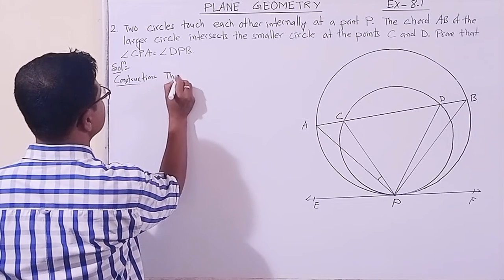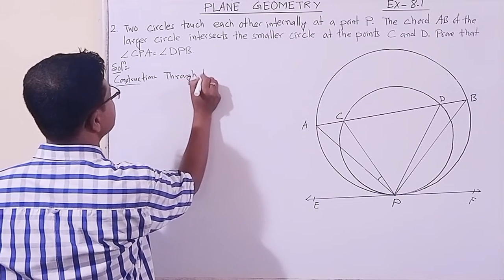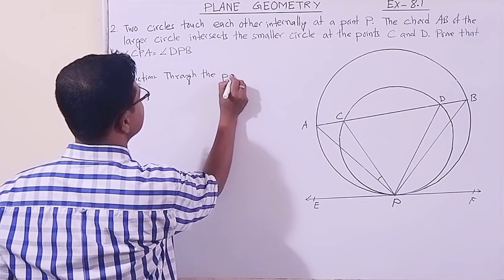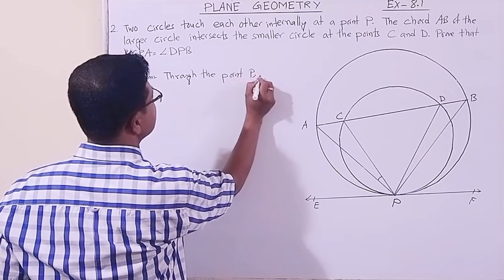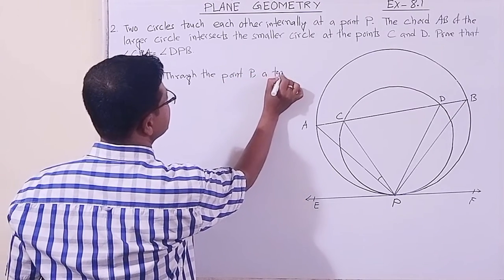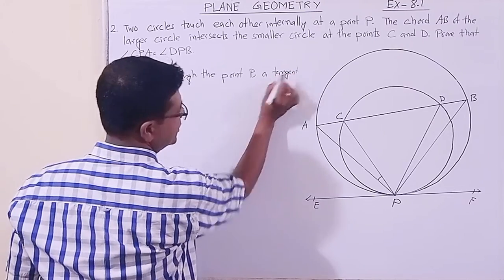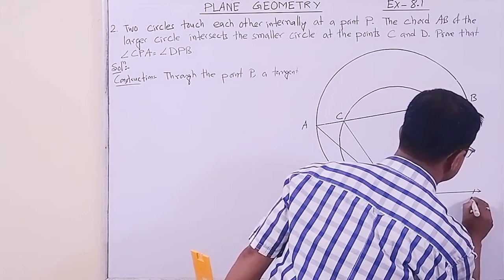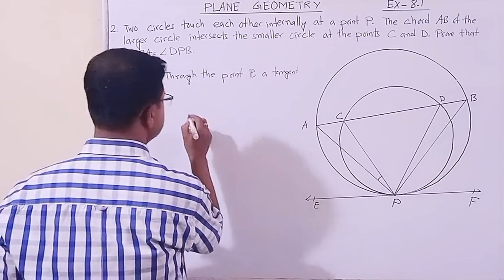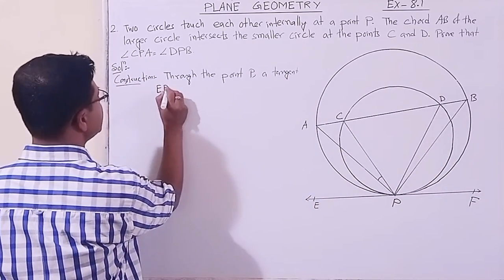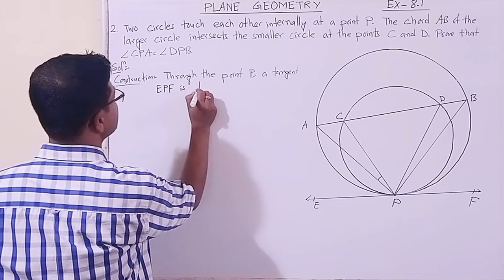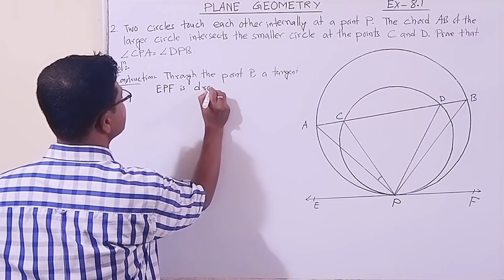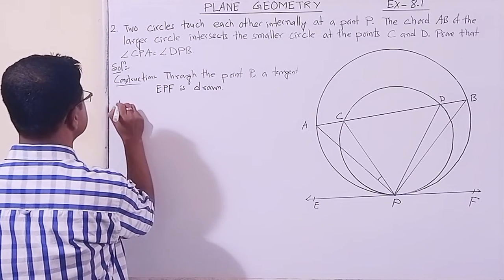Construction part. Through the point P, a tangent. What is the name of the tangent? EPF. Okay, F is not nice here, is it not? Let us write nicely. Tangent EPF is constructed or drawn. Okay, now let us start proving.